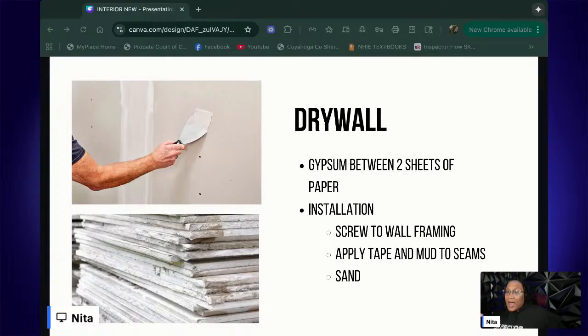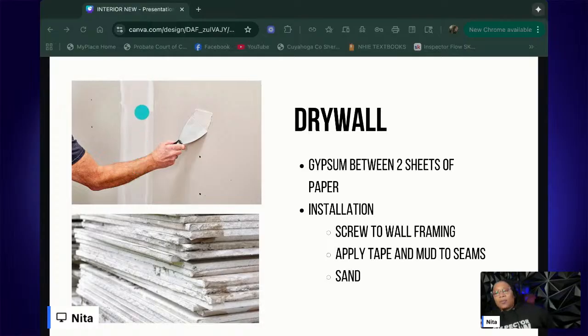You hang it first, and then you screw it or fasten it into the vertical structural members of the wall, which are called studs. That's correct. So the drywall is fastened into your vertical studs. Okay. After that, we do what's called taping. So this is what he's doing right here.